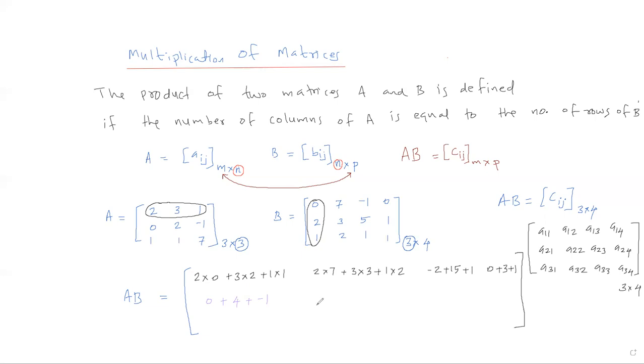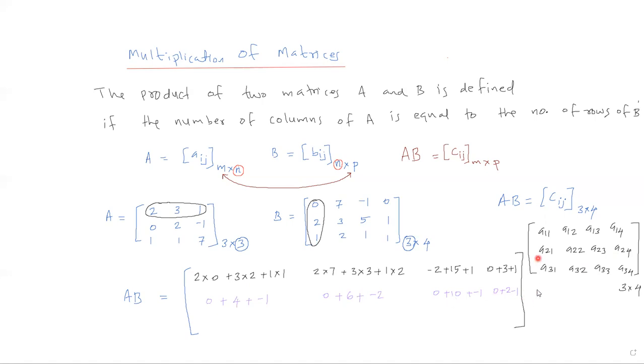Now second row into second column: 0 into 7, 0; plus 2 into 3, 6; 6 plus minus 1 into 2, minus 2. Now second row into third column: 0 into minus 1, 0; plus 2 into 5, 10; 10 plus minus 1 into 1, minus 1. Now second row into fourth column: 0 into 0, 0; plus 2 into 1, 2; 2 plus minus 1 into minus 1, that is minus 1. So second row into all four columns is done.